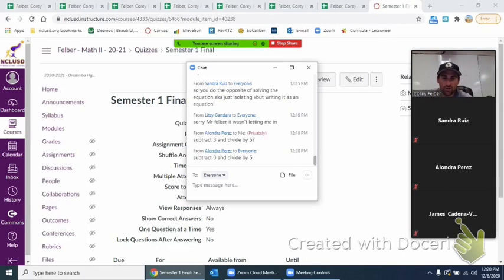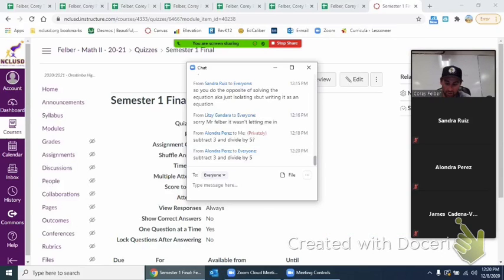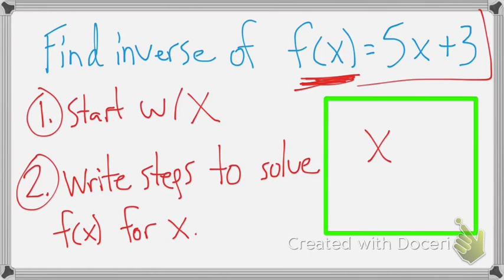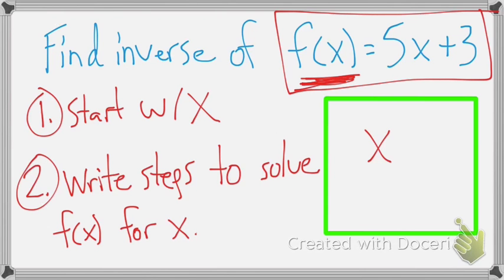So read what Alondra says, and just see if that makes sense to you. We're on step 2, remember? Are those things that Alondra wrote down, would those steps solve f of x? Would they solve our original equation if we subtracted 3 and then divided by 5? Would that get x by itself?